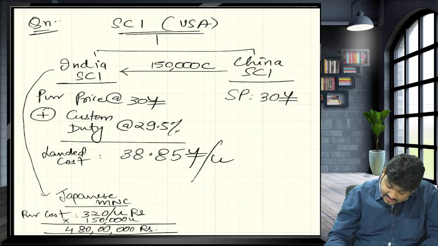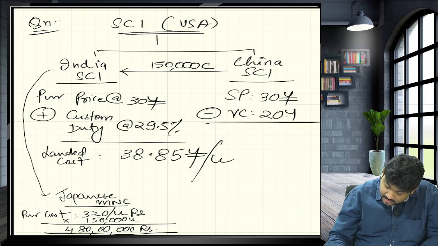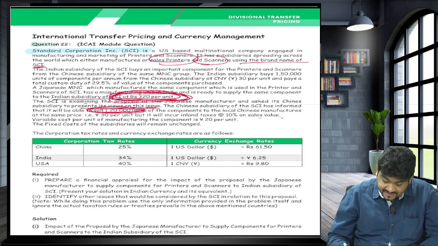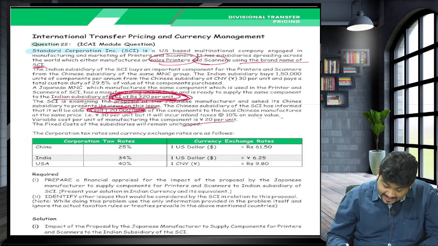What is the selling price? 30 yen. They have also given the variable cost. How much? 20 yen. So how much is the profit or contribution that this Chinese subsidiary is earning? 10 yen. Okay. Now what they have said, the fixed cost will remain unchanged. The corporation tax rates and currency exchange rates are as follows.